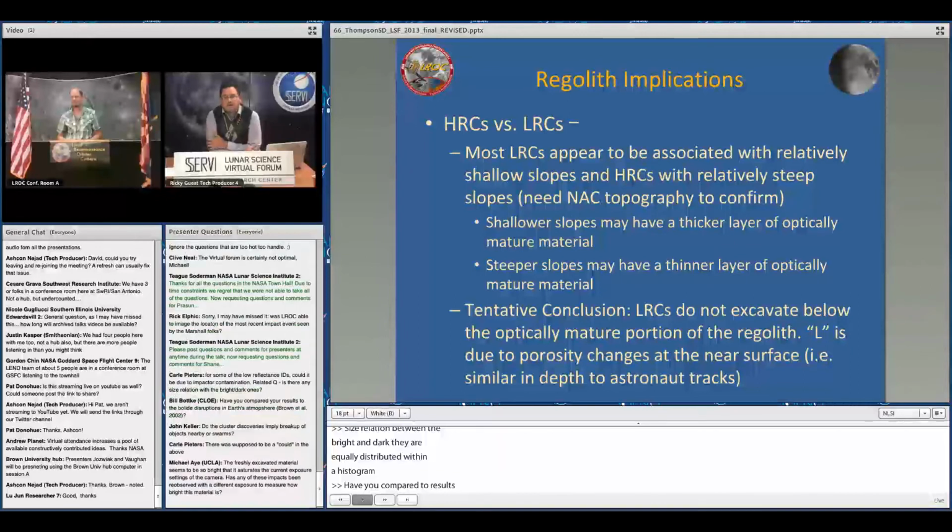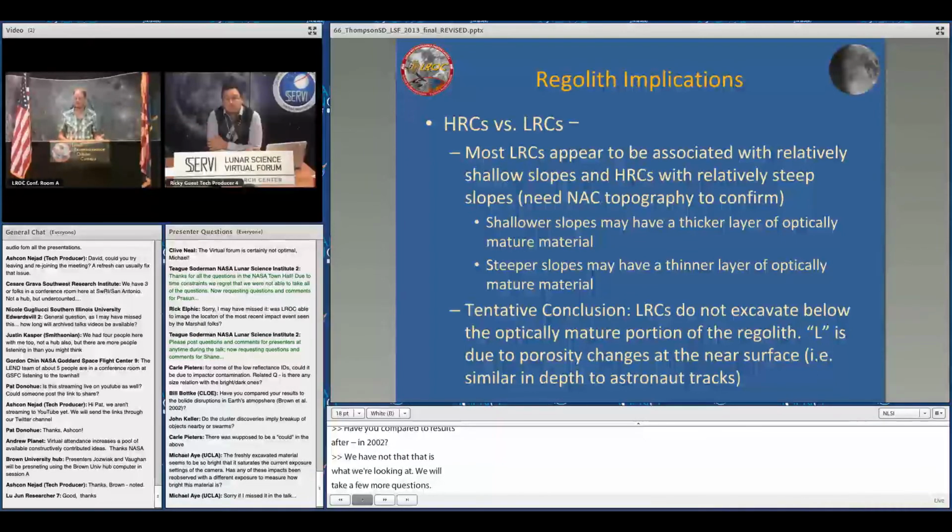Okay. Since you ended early, we're going to take a few more questions, which is always fantastic. John Keller asks, do the cluster discoveries imply a breakup of the objects nearby or swarms? Do you see any evidence of that? It's certainly possible. The one thing I might say, just based off of looking at the data recently, is the clusters of impacts tend to occur when there's a larger temporal window, such as 2.5-year windows between the old and new pairs. They tend to have more impacts within them as opposed to one that's only a 6-month temporal window. That could imply that these are not grouped events from a single breakup event.